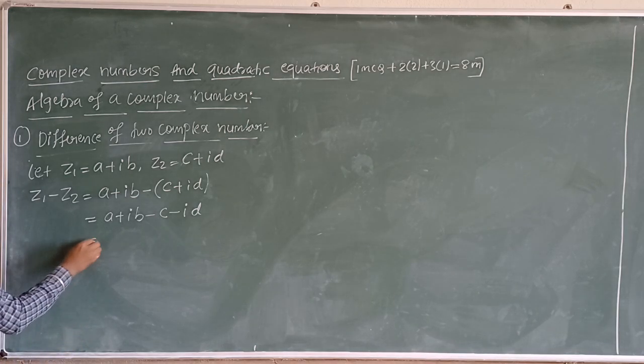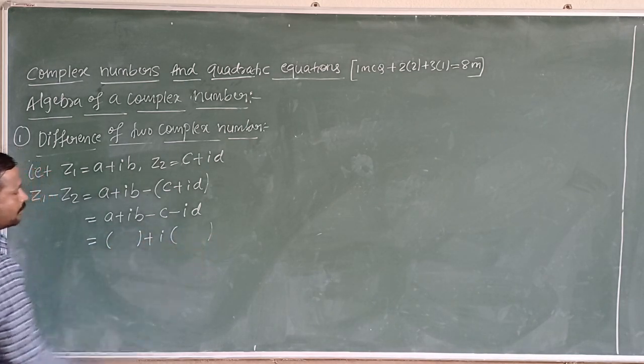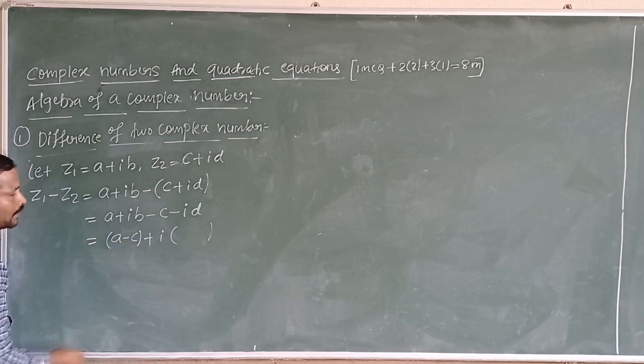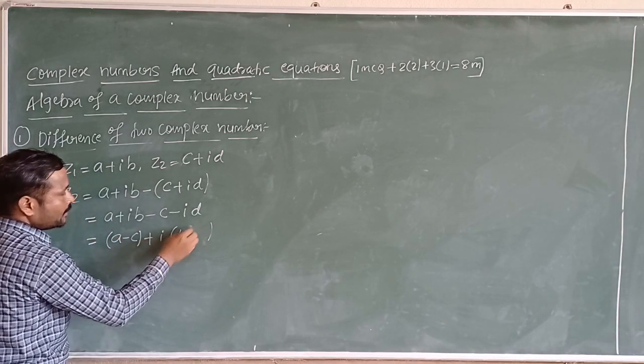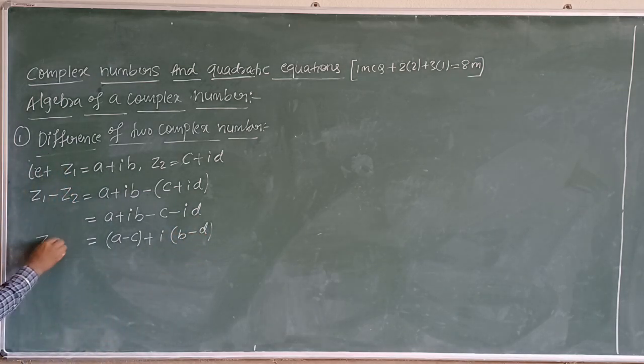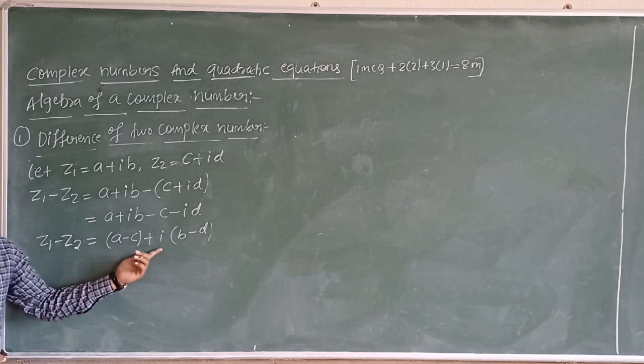Then separate the real parts and the imaginary parts. The real part is a minus c. Next, the imaginary part is b minus d. This is the difference of the two complex numbers, the answer. z1 minus z2 is in which form? That is the general form, right?